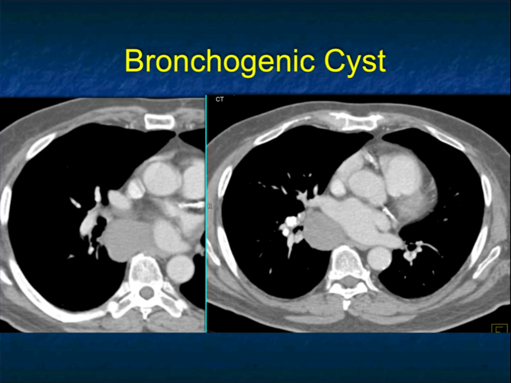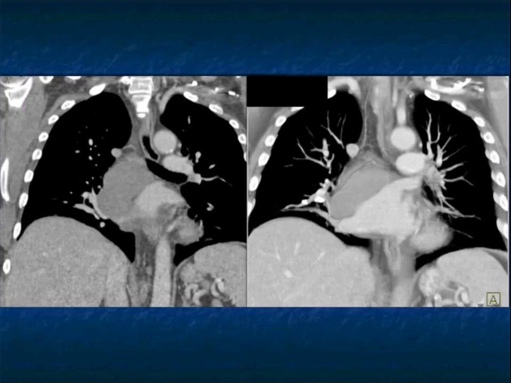Now, other things we think about in the mediastinum are cystic. If I show you a cystic lesion, you're thinking bronchogenic cyst, esophageal duplication cyst, mediastinal cyst. Here's a great example of a bronchogenic cyst. Classic location, subcarinal. Second most common, right paratracheal region. Typically water density, but doesn't need to be. They're typically non-enhancing.